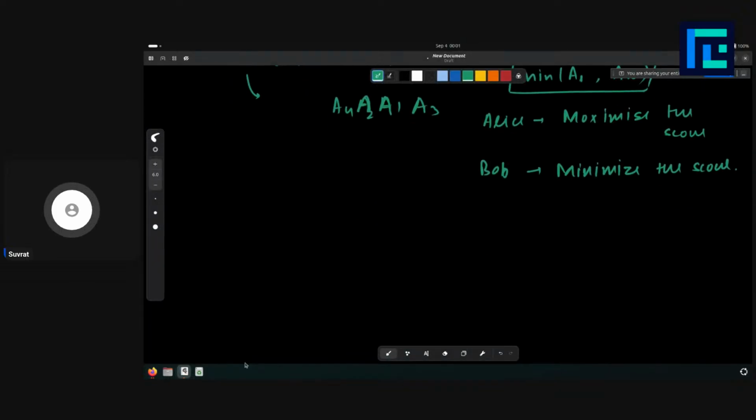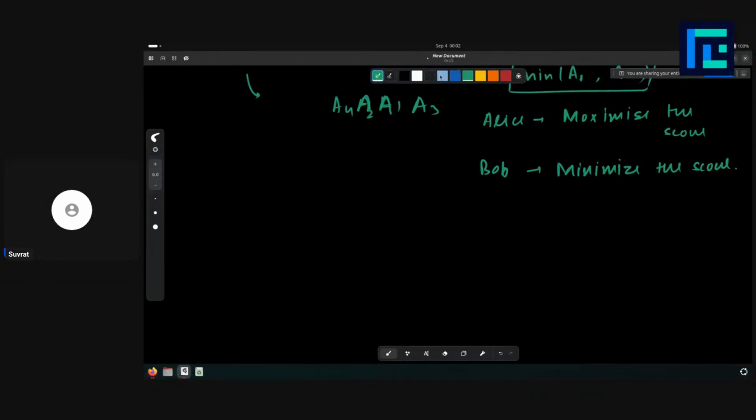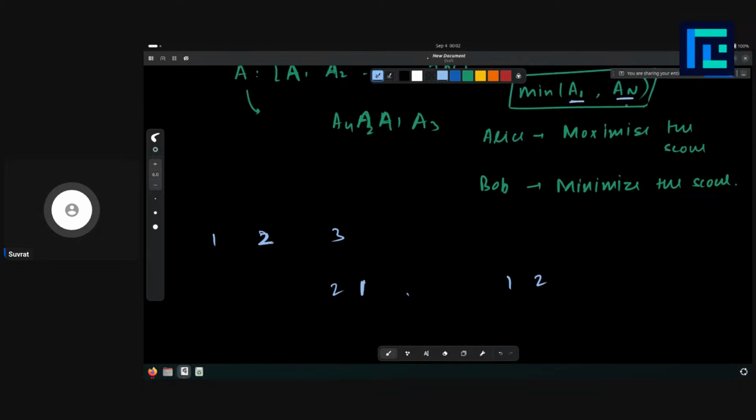So let's see the test cases. The first test case is 1, 2, 3. So since it would be Alice's turn first, Alice will place 1, and then the next element is 2. So Bob can, it does not matter actually if Bob places 2 here or Bob places 2 here. And then again it's Alice's turn to place 3, and since now Alice wants to maximize the score, right? So what Alice will do, Alice wants to maximize A1, AN.